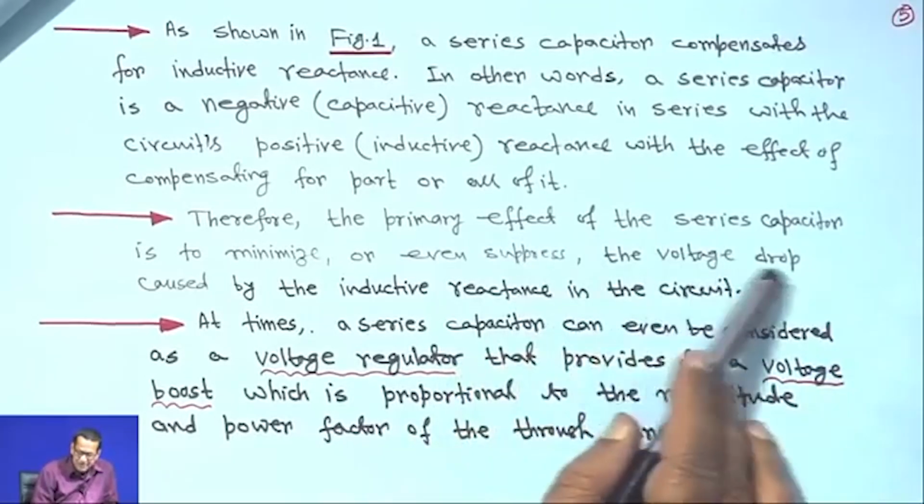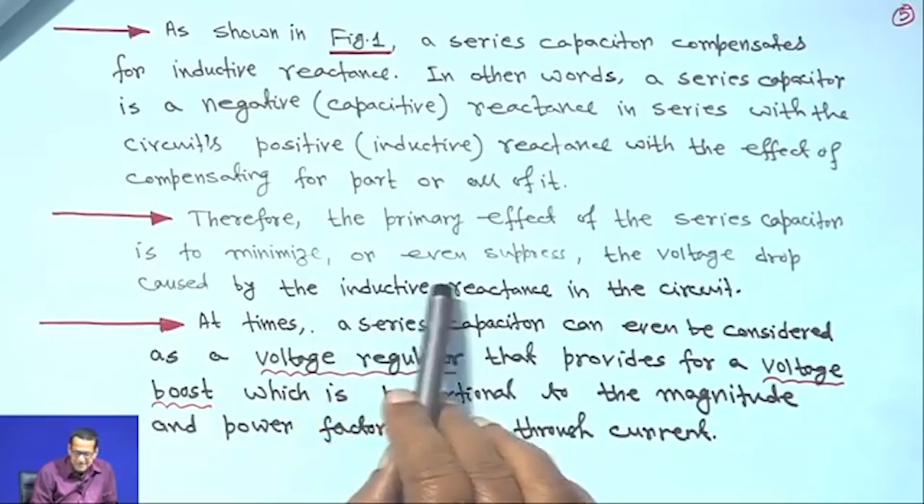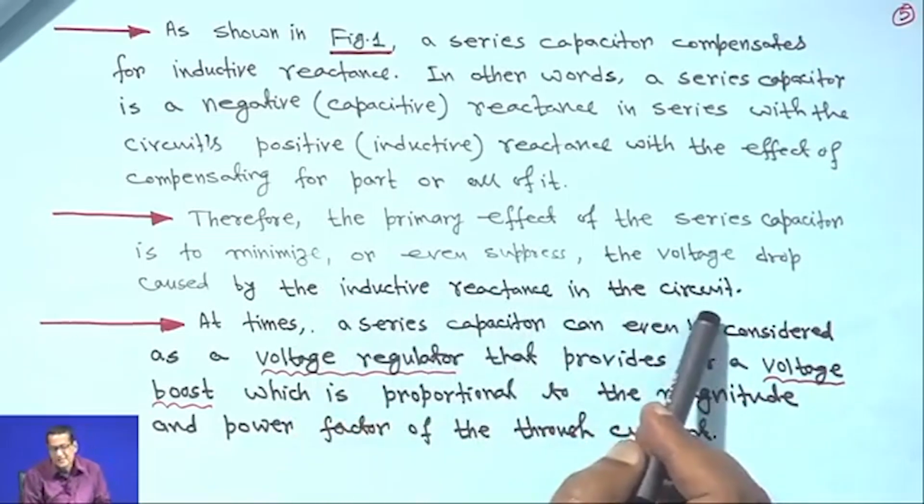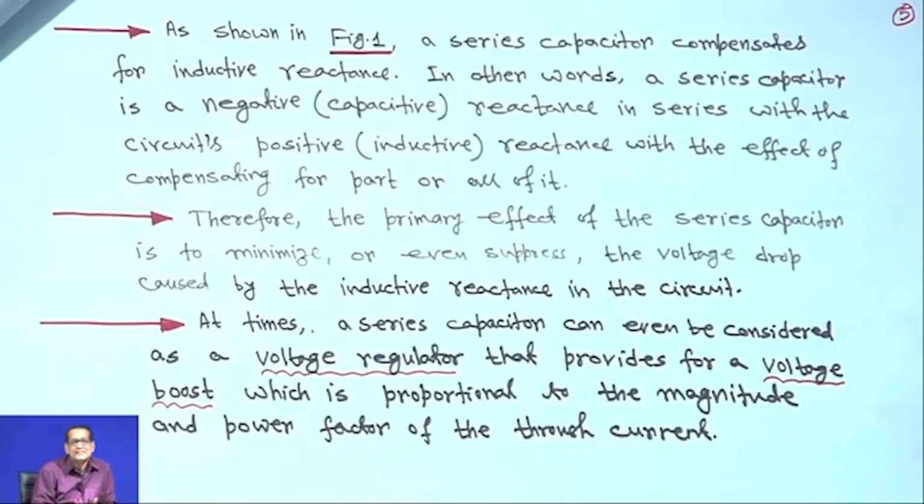Therefore, the primary effect of the series capacitor is to minimize or even suppress the voltage drop caused by the inductive reactance in the circuit. So, what we are doing using a series capacitor is reducing the voltage drop in the line. Naturally, that means it is helping to increase the voltage in the network, right?